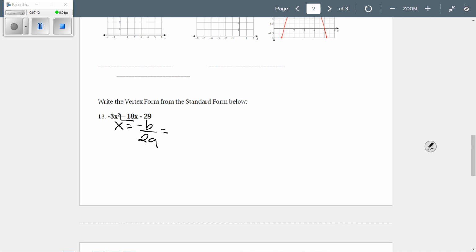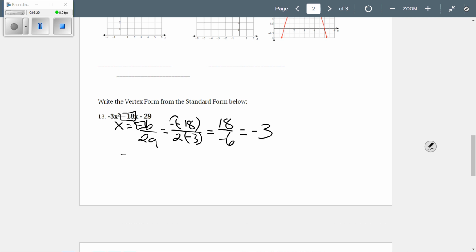If b is negative, it's not just one negative in this equation. It's not just going to be negative 18. No, since the equation itself has a negative, that's going to be 2 negatives. All right. So x equals negative 18 over 2 times a, which a is negative 3. So that becomes a positive 18, because a negative times a negative is a positive, over negative 6. X equals negative 3, because 18 divided by negative 6 is negative 3.